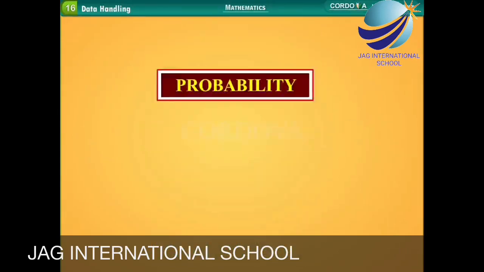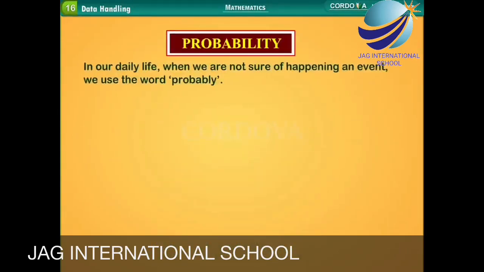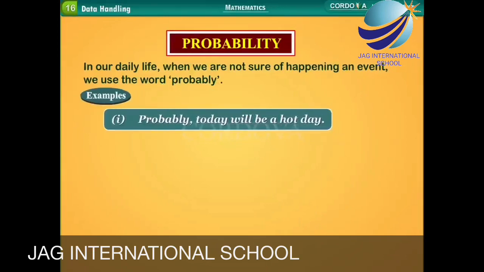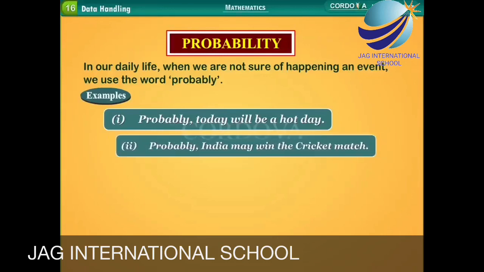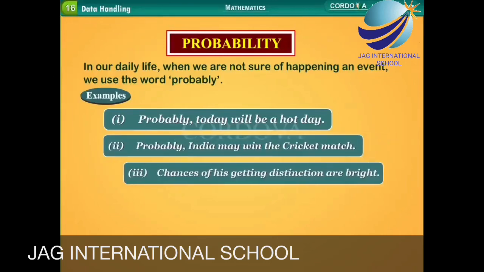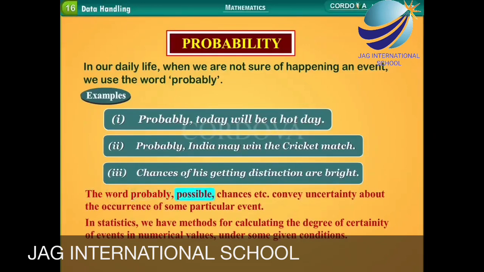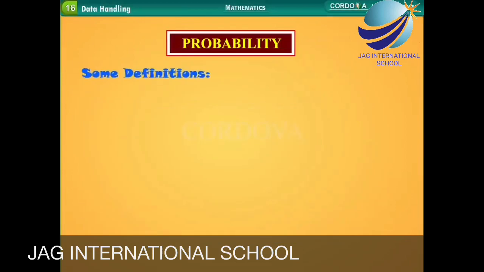Probability. In our daily life, when we are not sure of the happening of an event, we use the word probably. Examples. Probably today will be a hot day. Probably India may win the cricket match. Chances of his getting distinction are bright. The words probably, possible, chances, etc. convey uncertainty about the occurrence of some particular event. In statistics, we have methods for calculating the degree of certainty of events in numerical values under some given conditions. Some definitions.